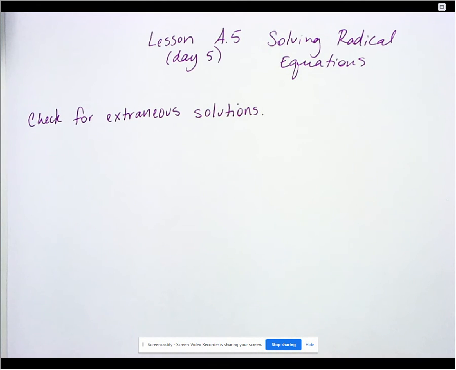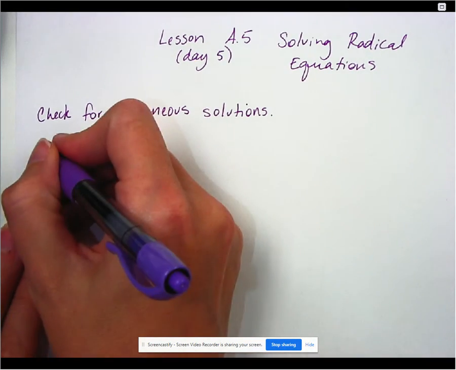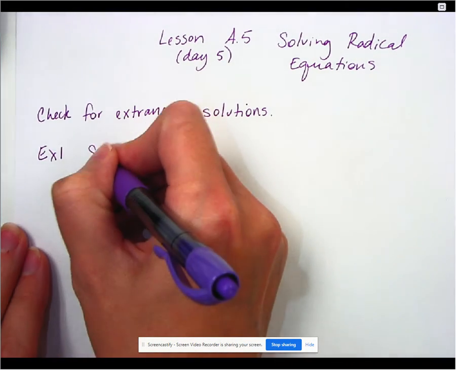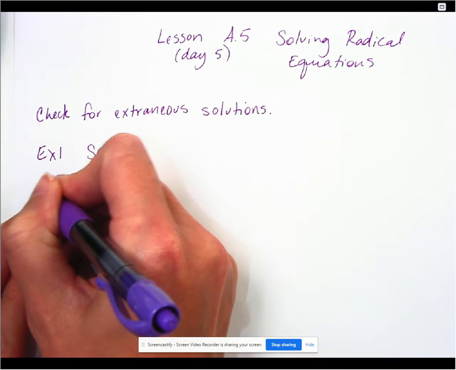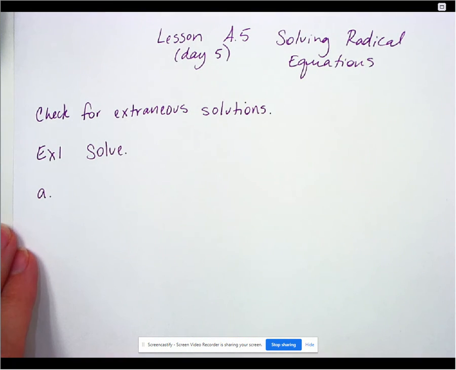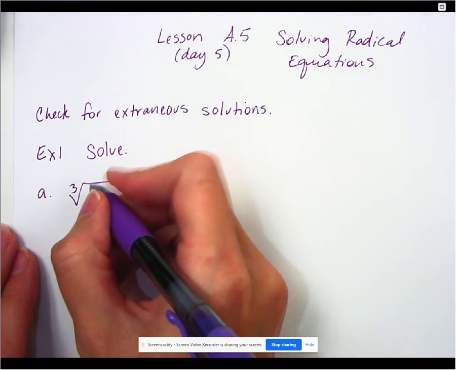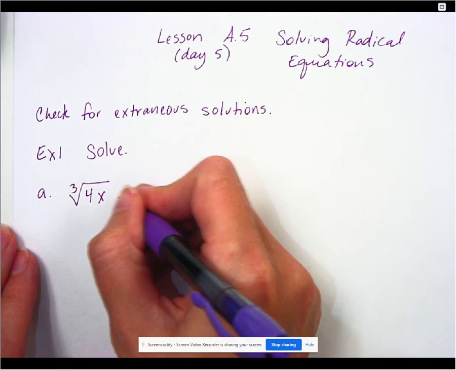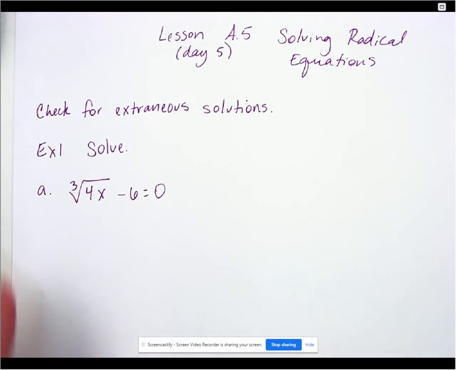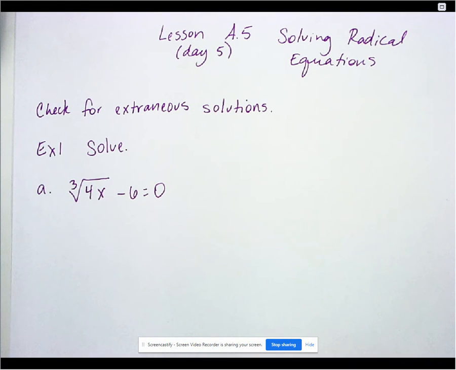The types of equations that we're checking for extraneous solutions are the rational equations, the ones that have the fractions, the absolute value equations, and now the radical equations. For our first example, we're just going to solve. Our example is the cube root of 4x minus 6 on the outside of the root equals 0. This is an example of a radical equation because it has a radical.